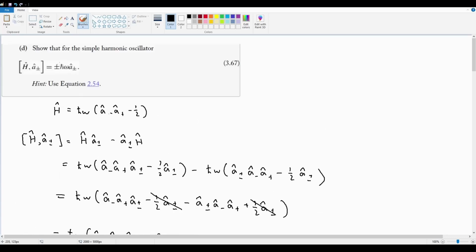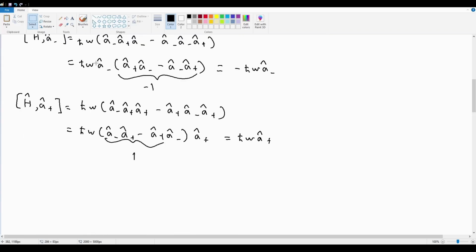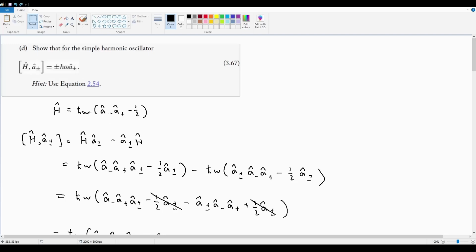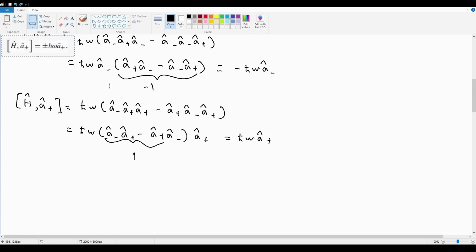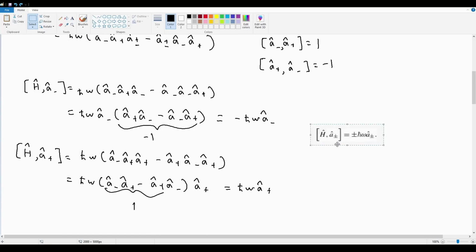And if we look up here, the commutator of ĥ with â± is ±ħω â±. So if it's a plus, it's plus ħω â₊, and if it's a minus, then it's minus ħω â₋. So therefore we've proved this generally, and we are done with this problem.